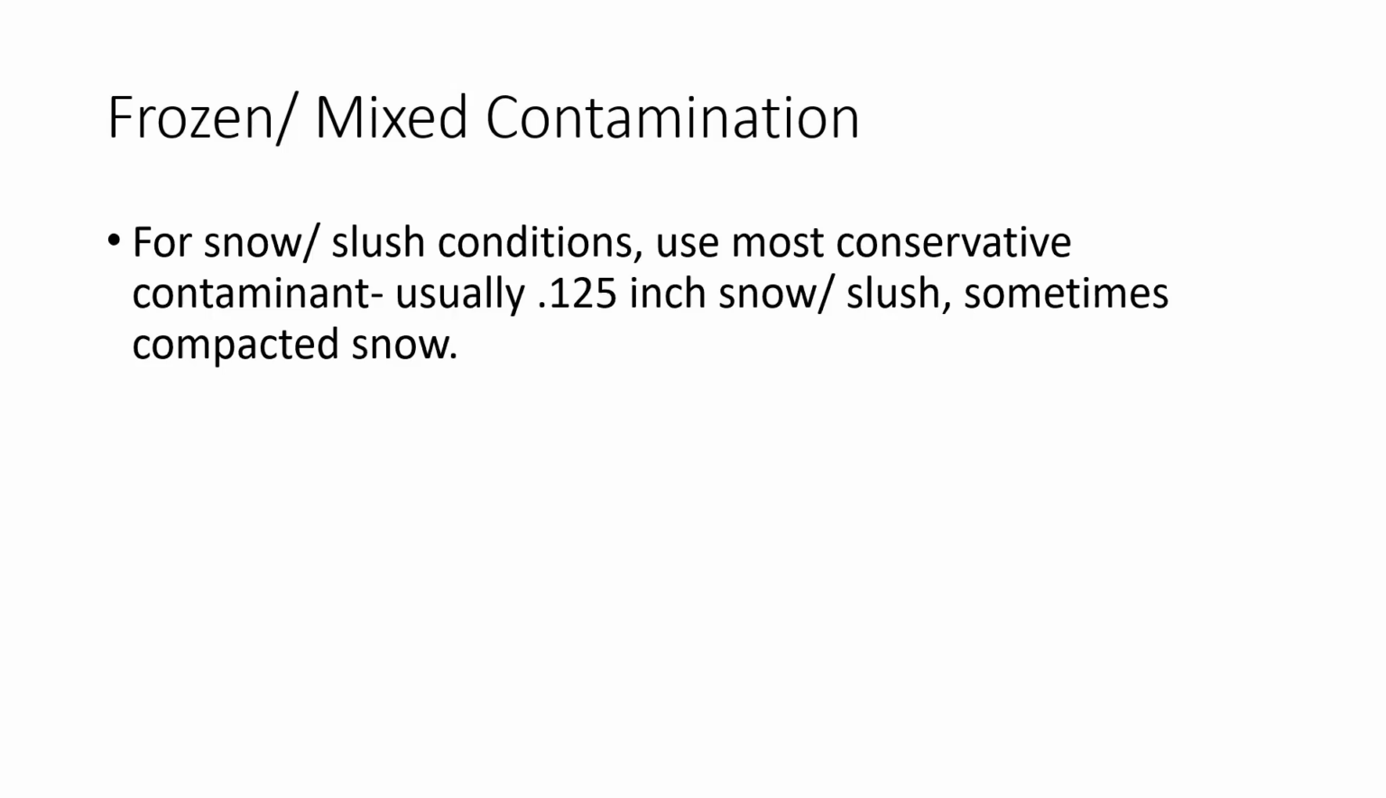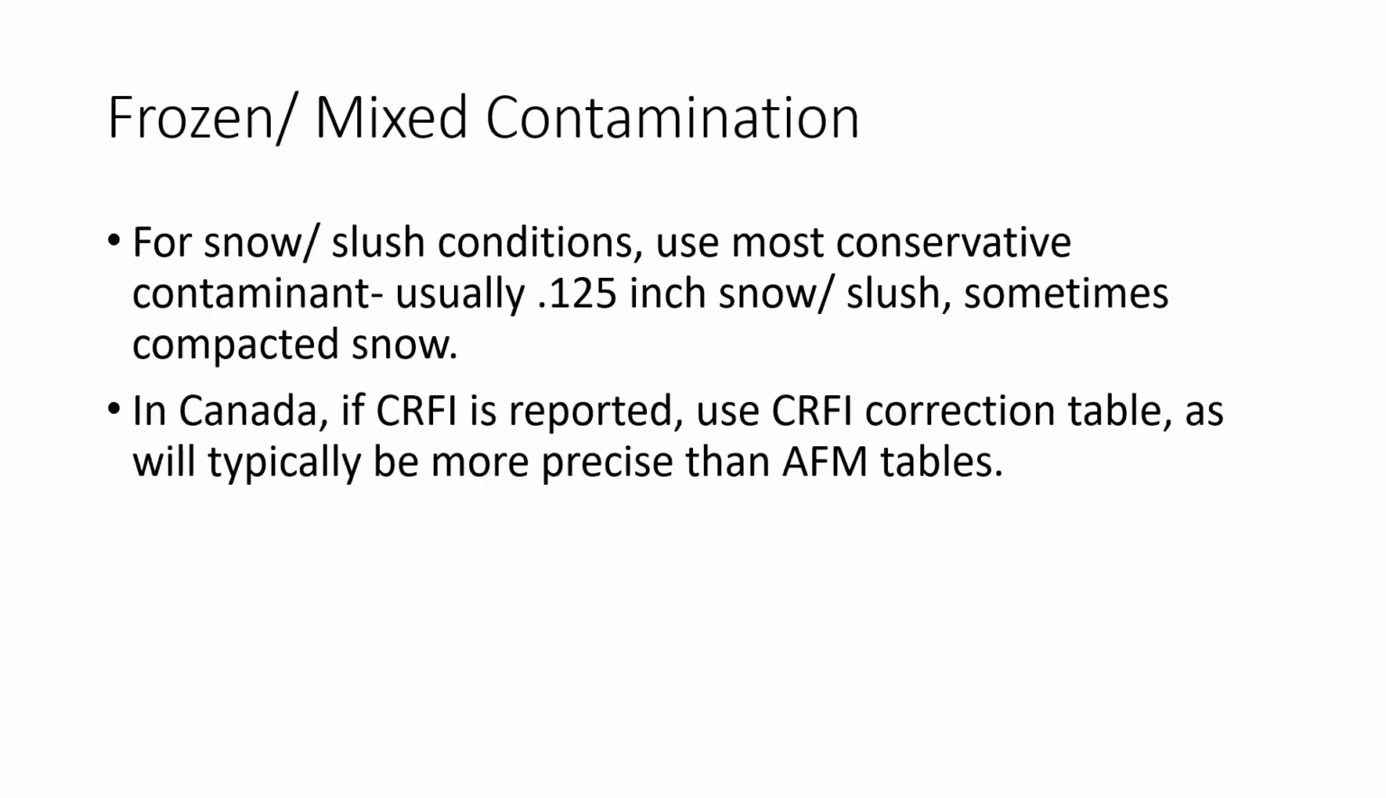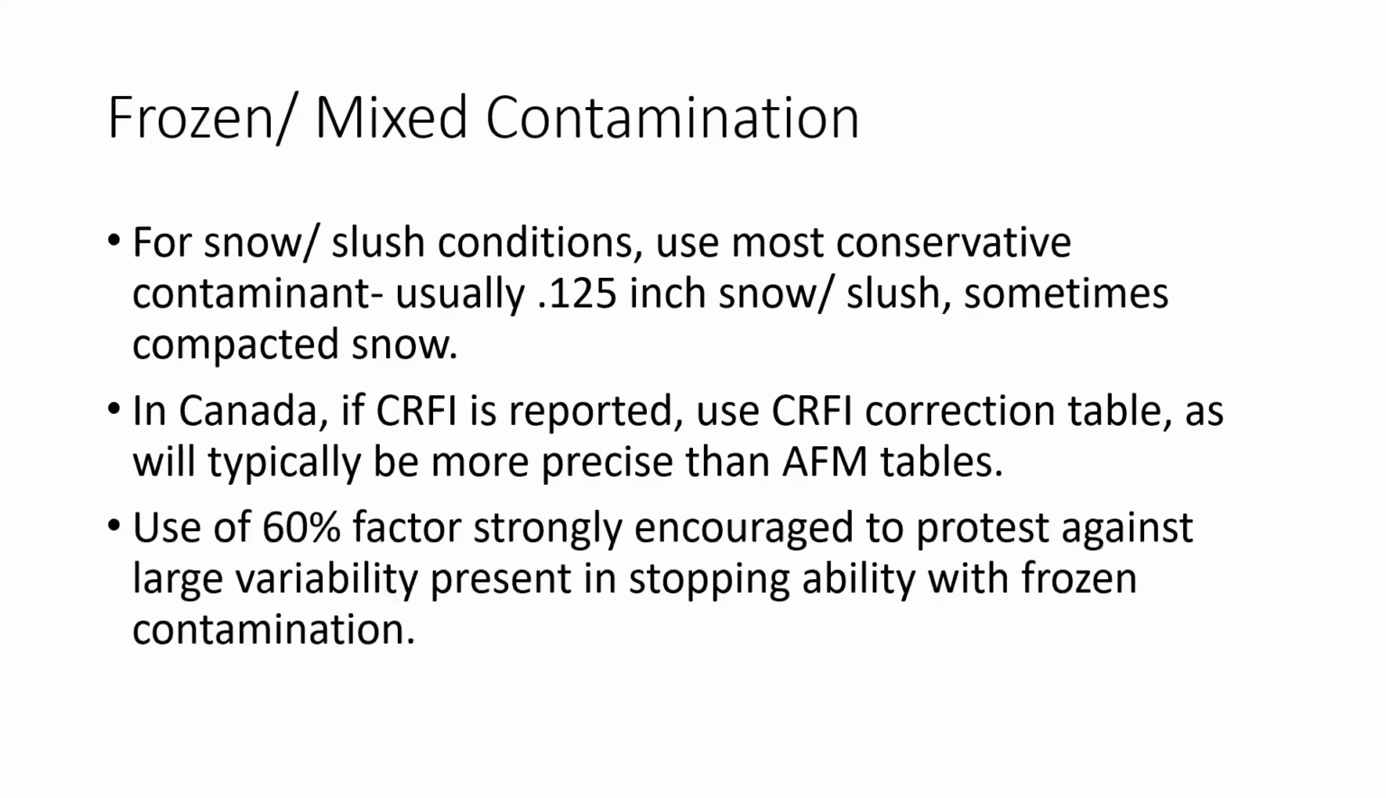So some of the citations for some dry landing distance that we enter the table with, one column will be more conservative, but as the dry landing distance increases, then the other column becomes more conservative. So make sure you check both of those. In Canada, if you have a CRFI report, then use the CRFI table from the Canadian AIM. It's available for download because that is going to be more precise. That will give you more precise and typically also more conservative values than the AFM will.